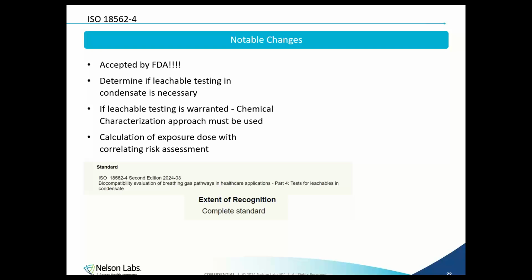Now, moving on to ISO 18562-4. While it's not a notable change to the standard, it's now accepted by the FDA, meaning we can actually follow this standard of submitting gas pathway devices that may generate condensate. Within this standard, it outlines how to determine if leachable testing in condensate is absolutely necessary, and if it is, the approach that must be taken. This is through chemical characterization. Once that is completed, calculation of the exposure dose, as well as the correlating risk assessment in terms of the TRA.